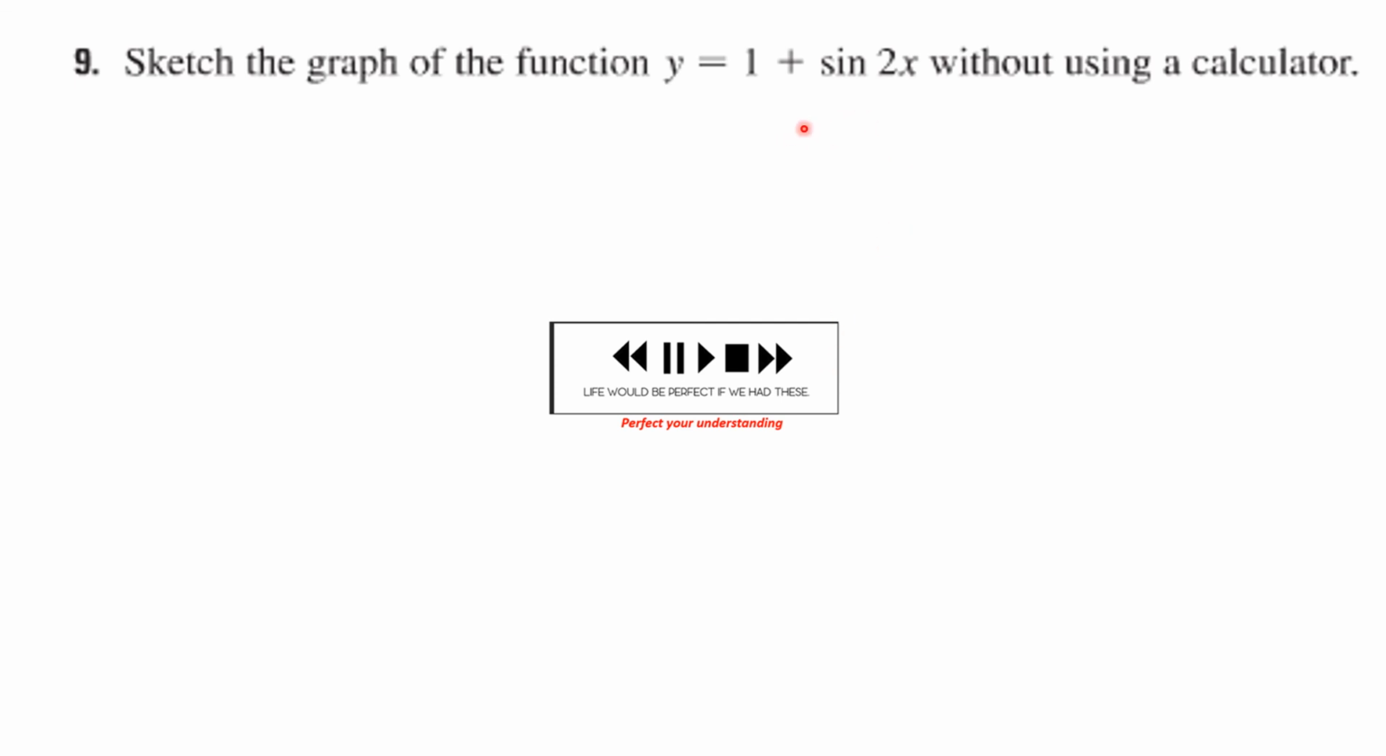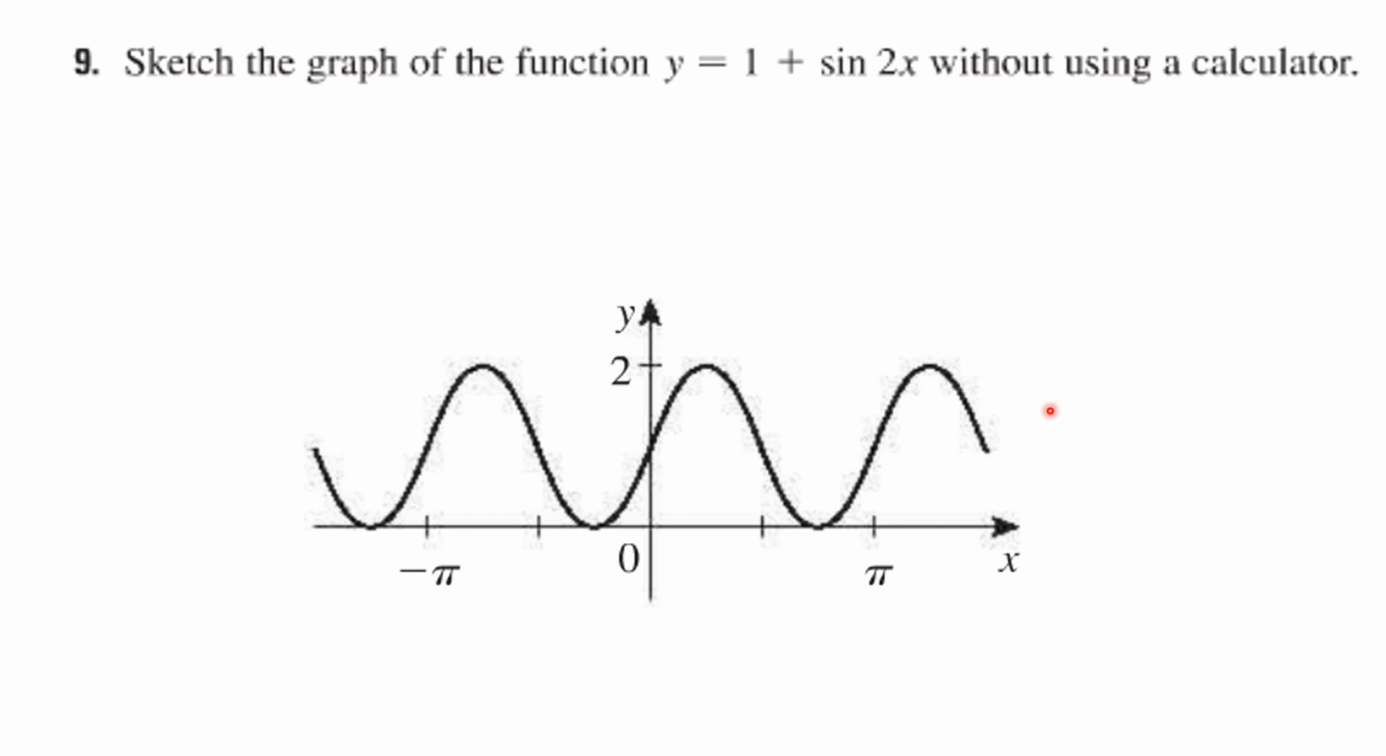I guess a couple of comments. One is this is shifted up 1. This looks like the sine curve, except it has a period that is pi, not 2 pi, because of this, and the amplitude is going to be 1. So that makes it really easy to draw the graph. This just keeps on going like this.